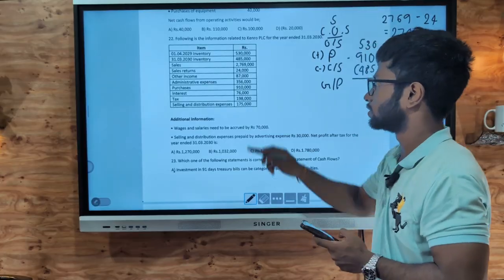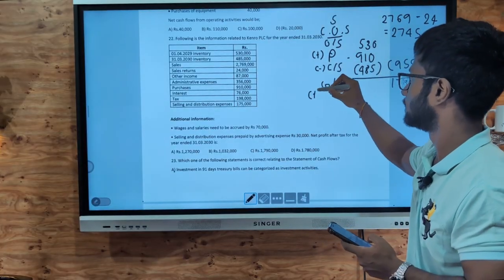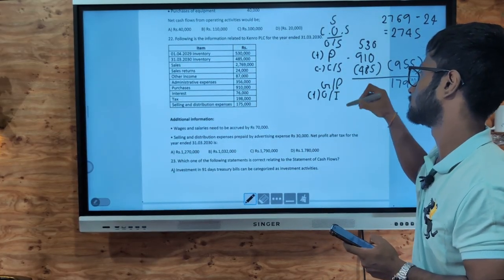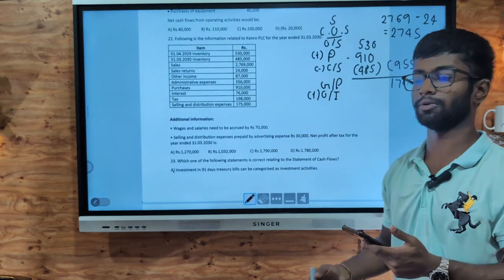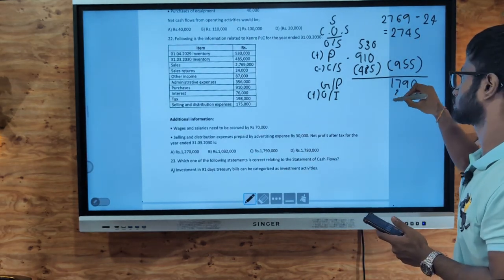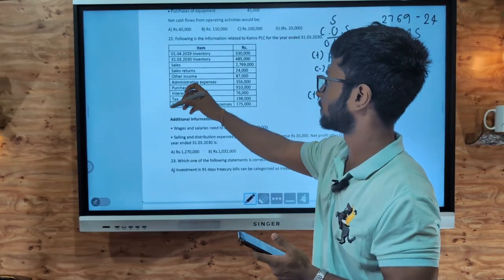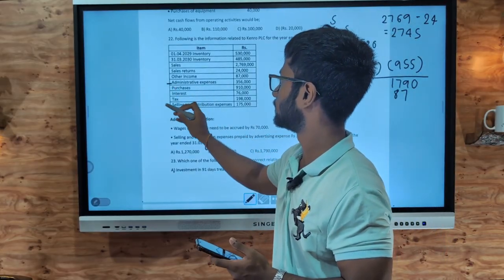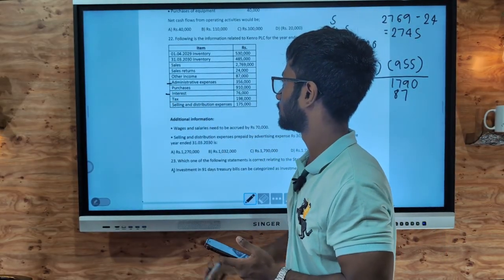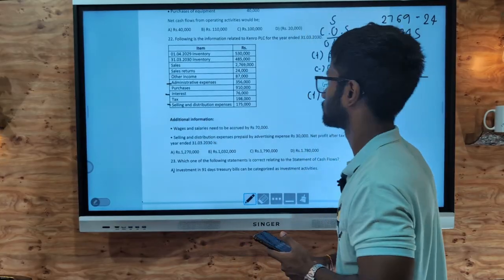Then to that, we have to adjust the other income. You add the other income. Apart from sales, if there's any other income, you add that. 87. And deduct the expenses. So you have admin, distribution, and interest.